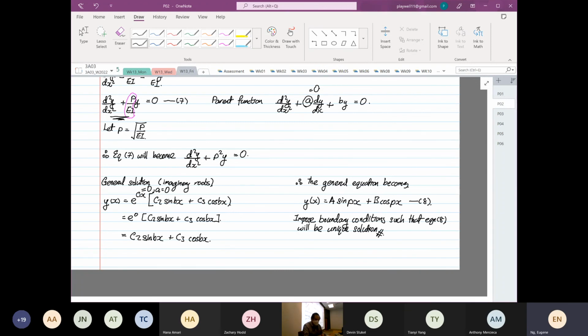Okay, so you can see for equation 8, it's still just a general solution. It's not unique yet, right? It's unique when we impose our boundary condition and then we derive the formulas for buckling.